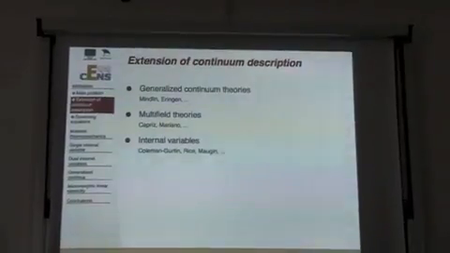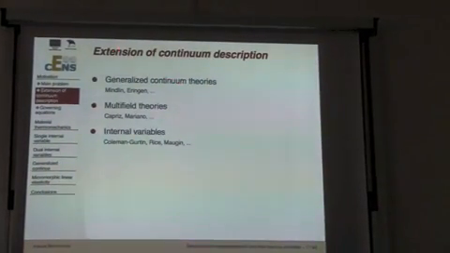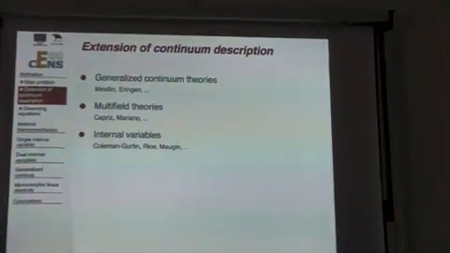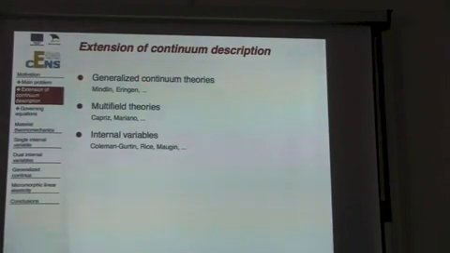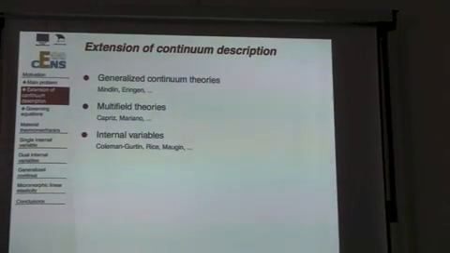to go to the description of microstructured solids, we need to extend the continuum description. The standard extension is made by generalized continuum theories, which start with Mindlin and Eringen's works in the 1940s. Then multi-field theories, which are promoted by Capriz and Mariano, for example. And also there is an internal variable approach, which probably starts with the Coleman and Gurtin paper, and then the papers of Rice, Maugin and Muschik, and so on.